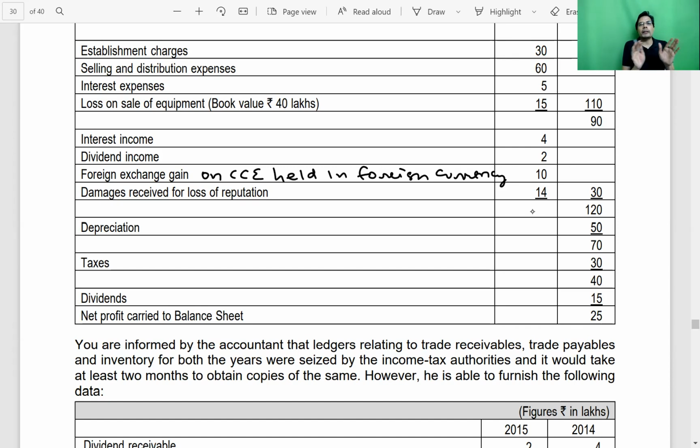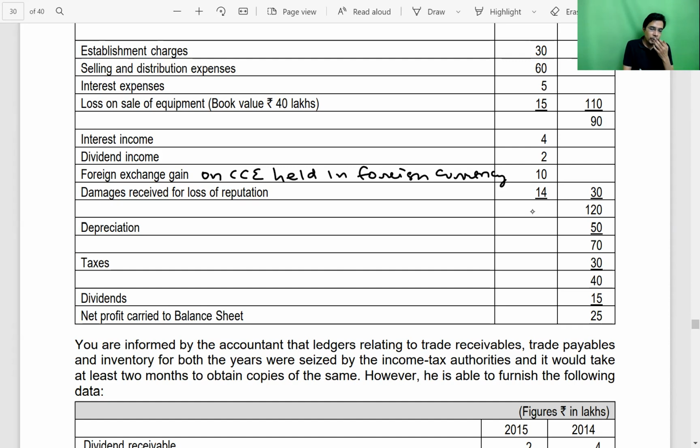So we prepare one reconciliation statement and we match the CCE existing in balance sheet with the CCE in cash flow statement. That reconciliation statement can be either prepared within the CFS, or separately. Any one of the thing is fine.